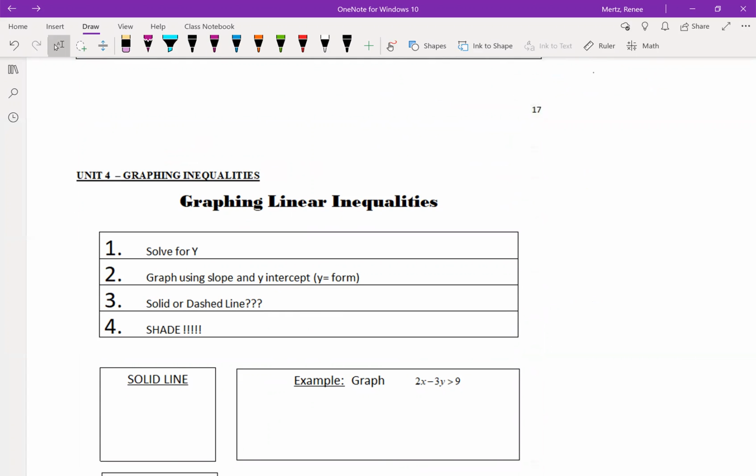So again, you have to solve for y. You want to graph using the slope-intercept form, solid or dashed. So less than or equal to, greater than or equal to is solid. Dashed is less than or greater than. Greater than or equal to or greater than is shade above. Less than or equal to or less than is shade below.